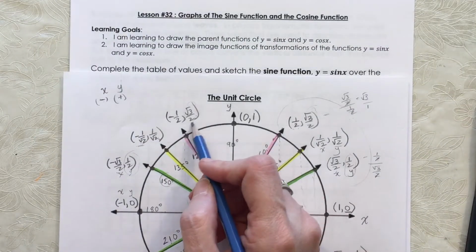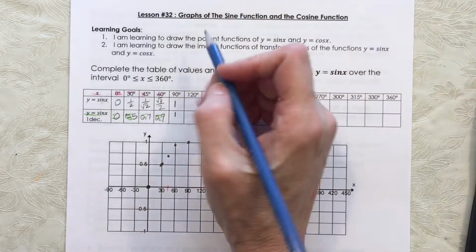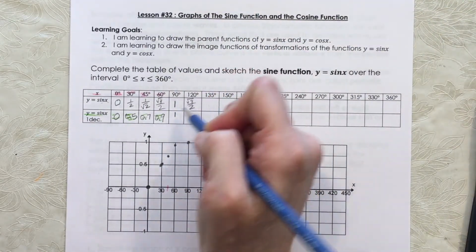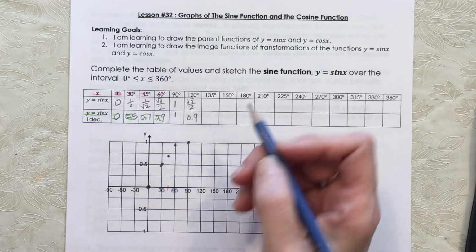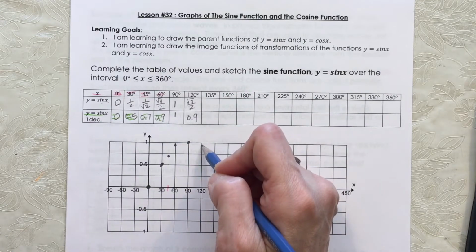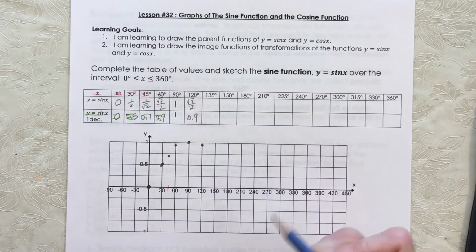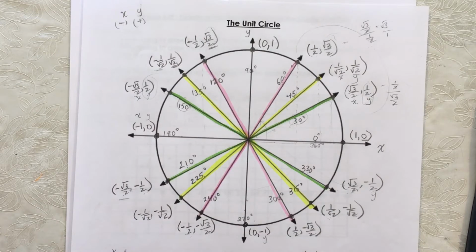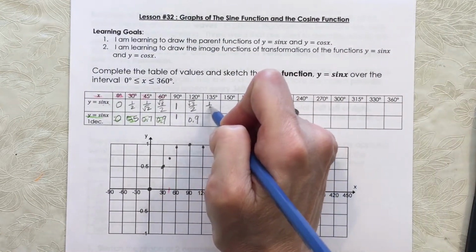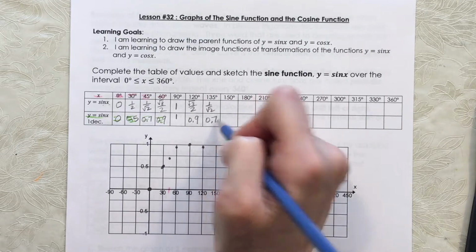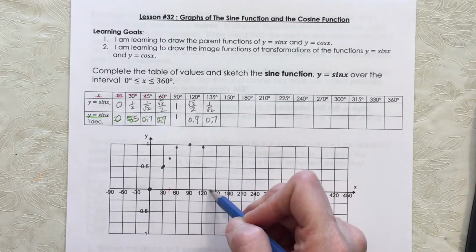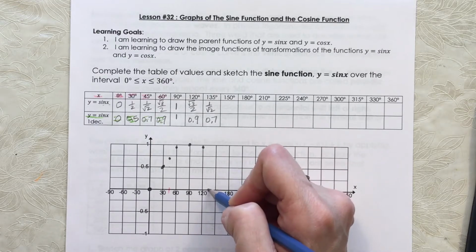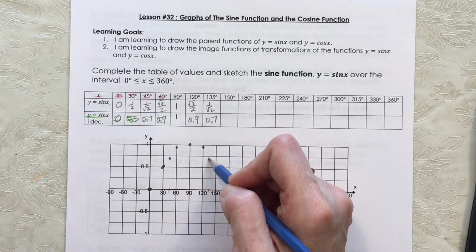And then 120, sine of 120 is root 3 over 2, which we already figured out was 0.9 to 1 decimal place. So 120 and 0.9. Next one is 135 degrees. 135 degrees, the y value is 1 over root 2, which we already figured out was about 0.7. And then 135 is 15 more than 120, so it's going to be the halfway point again. And 0.7 about here.